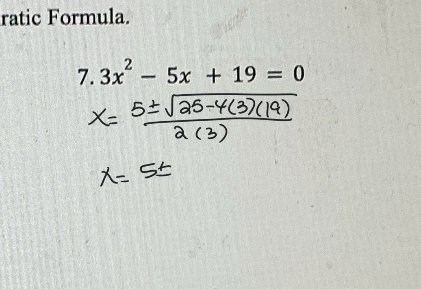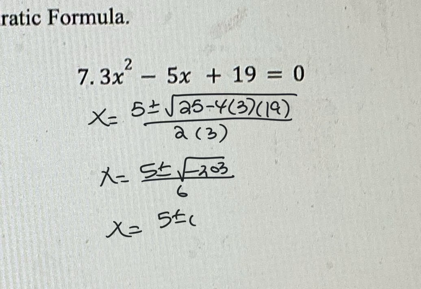I'm punching this one in actually. 25 minus 4 times 3 times 19. Sorry about that, I'm talking while I punch my calculator. I'm getting -203, which can't be broken down. There's nothing that goes into 203, but because it's negative, don't forget to take out your i.